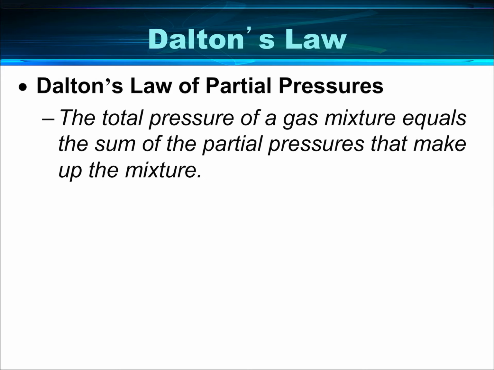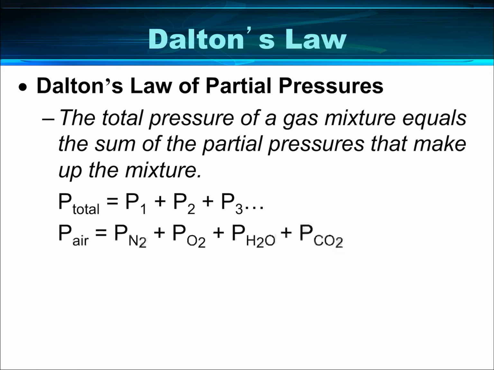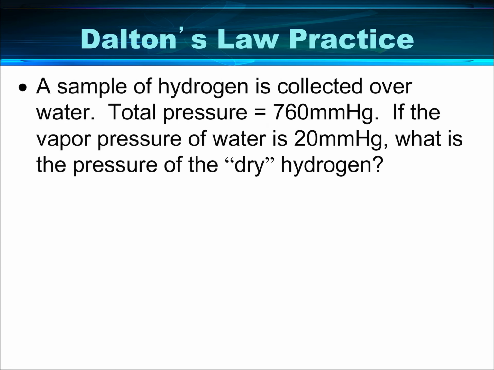So Dalton's law of partial pressures says that the total pressure of a gas mixture equals the sum of the partial pressures that make up the mixture. Okay, so P total equals P1 plus P2 plus P3 plus P4, depending on how many we have. So for air, for example, we have the pressure of nitrogen plus the pressure of oxygen plus the pressure of water plus the pressure of carbon dioxide.